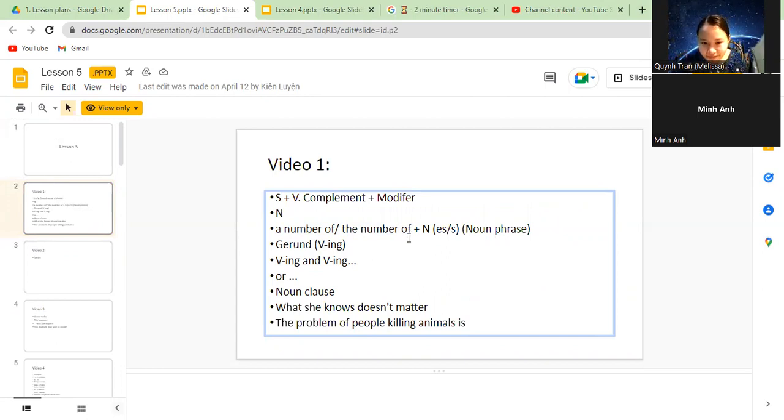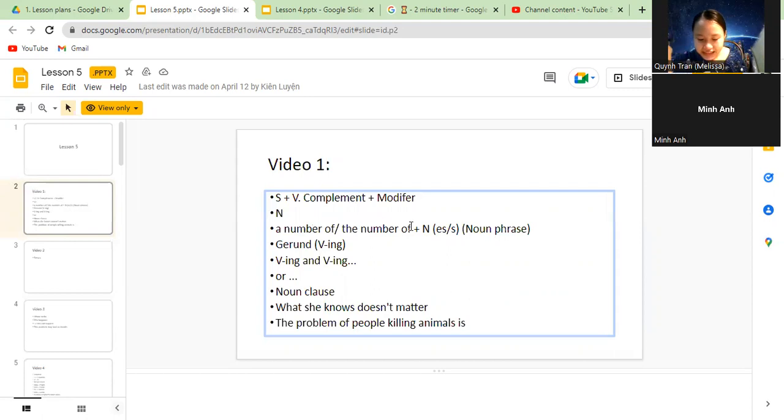I just know that "a number" is like a plural noun, and "the number" is a single noun. Is that right? I don't think so.